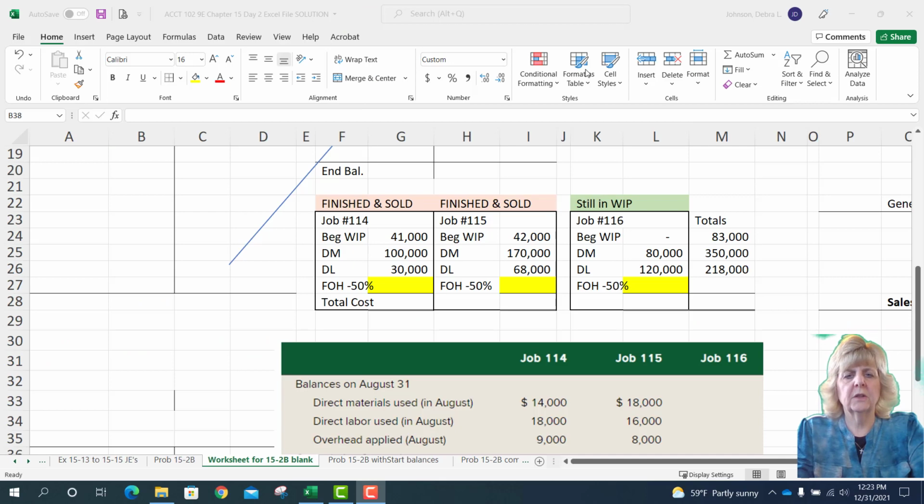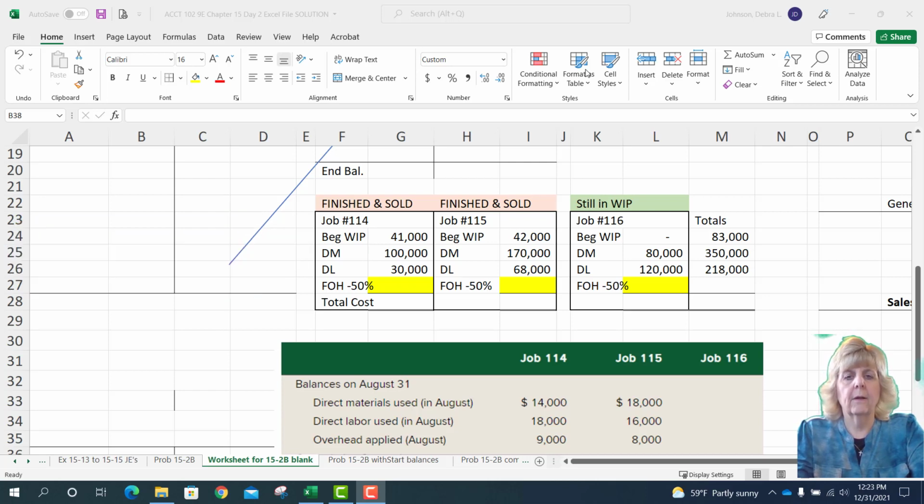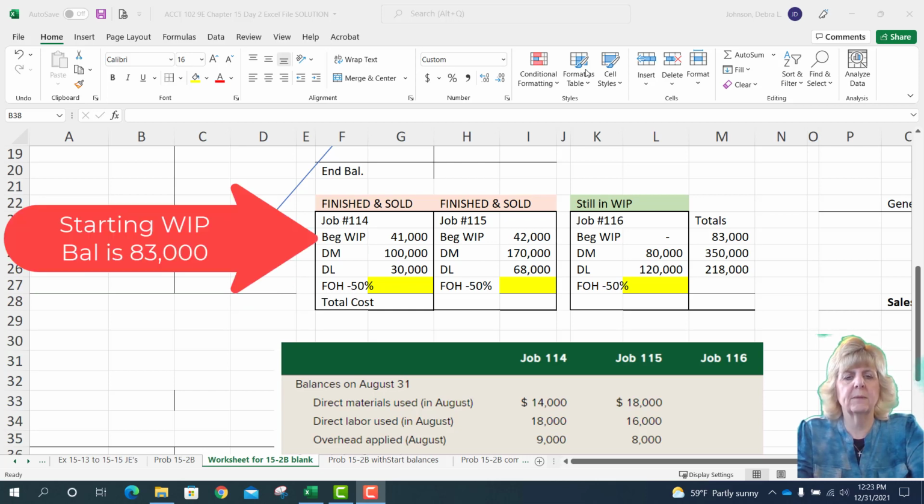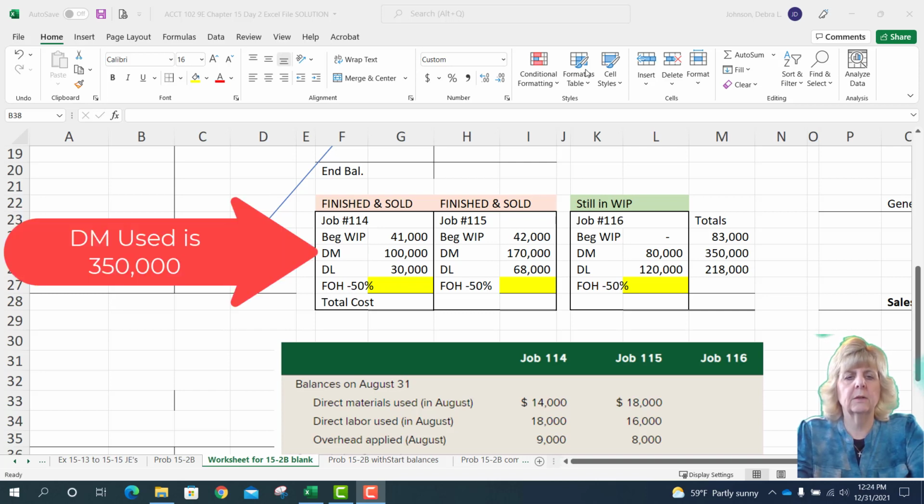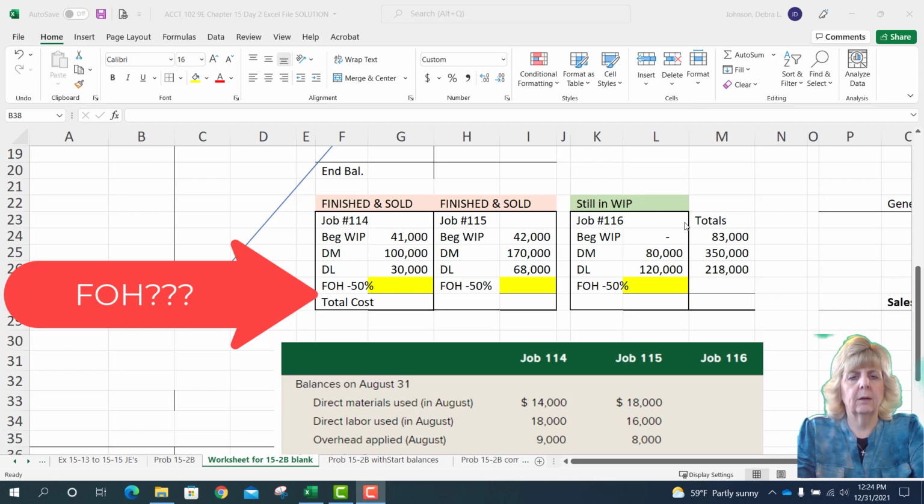On the screen, you'll see the 3 job cards that the author gave us. You'll notice that each job card has a line for beginning WIP for those costs that came to us from the previous month on the jobs that had been started. We have a line item on each card for direct materials, another one for direct labor, and one that we still need to fill in for factory overhead. Factory overhead was given at 50% of the direct labor costs. You can probably eyeball that and do the math by yourself.